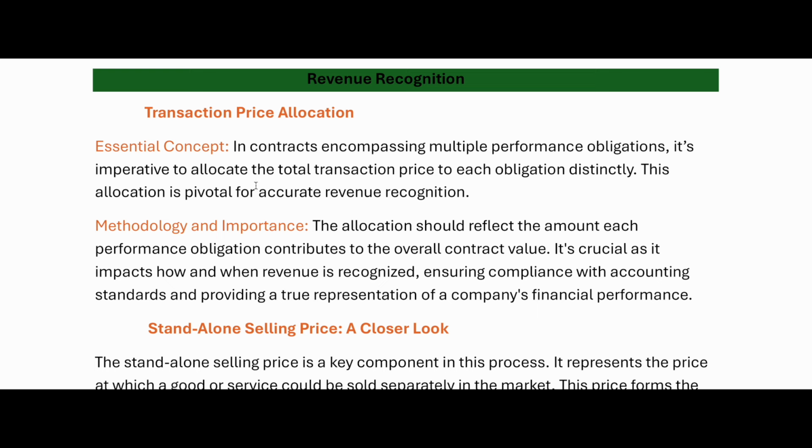Now we discuss revenue recognition, and this is a portion of it. We will also discuss journal entries related to this particular topic under revenue recognition: transaction price allocation. Under revenue recognition, we all know the 5 steps approach. This is the 4th step.